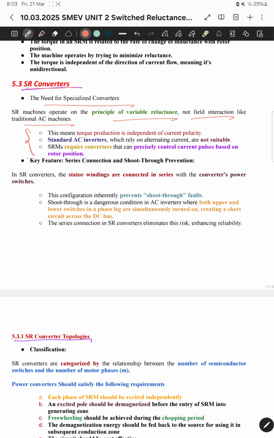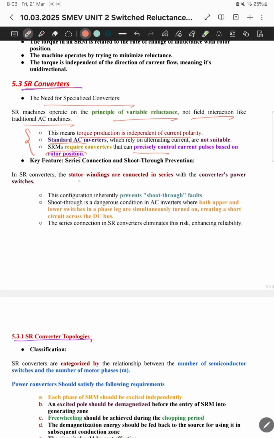Let's be more specific. Here torque production is independent of current polarity, and that's why we need a specialized converter. Standard AC inverters are not suitable here. The next point is that it requires converters that precisely control the current pulses based on the rotor position. We need to continuously monitor the rotor position and control the current pulses accordingly, and that's why we require separate converters.